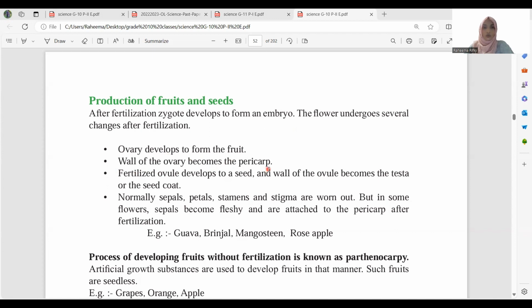The wall of the ovary turns into the pericarp. The fertilized ovule develops into the seed. And the wall of the ovule develops into the testa or seed coat. Normally, the sepals, petals, stamens, and stigma wear out. But if they remain, they become fleshy and attached to the pericarp after fertilization. So these bullets are very important. This is a biology part, and you have to keep it in mind.